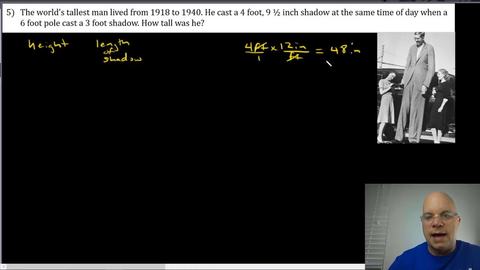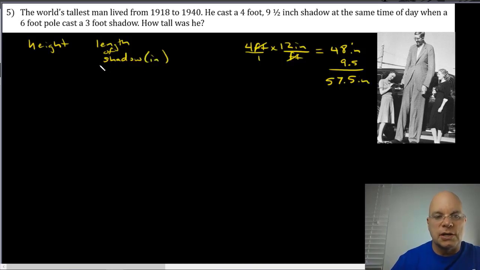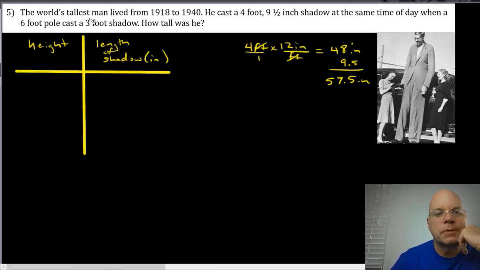And when I add that to the 9.5, we get 57.5 inches for the length of the shadow of the man. So let's just keep the length of the shadow in inches just to keep it simpler. So this 3-foot shadow is 36 inches.